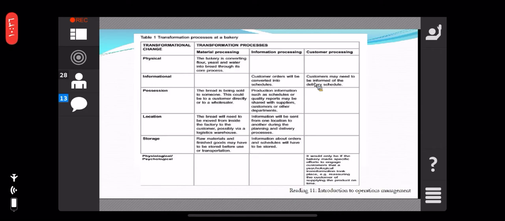So these are the transformational changes, and on the right side, these are the transformation processes. Transformational changes include physical, information, possession, location, storage, and physiological or psychological. Whereas transformation processes are three types: material processing, information processing, and customer processing.